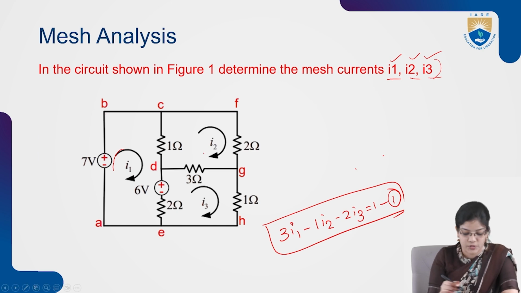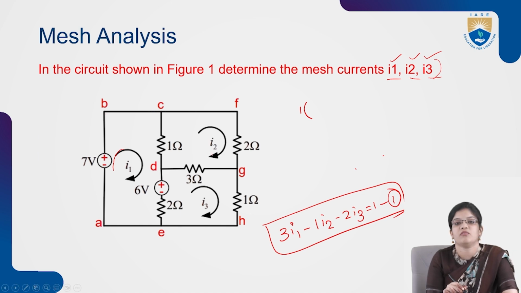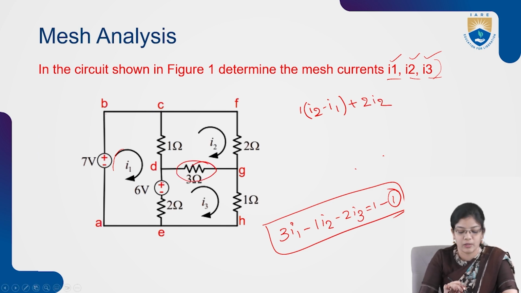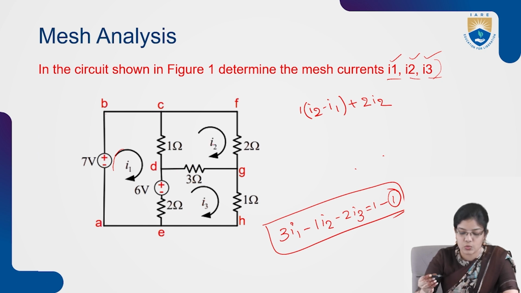For the second mesh, the direction is taken as clockwise. So I'm taking 1 of, as I'm considering the second mesh, I2 minus I1. And here again the 2 ohm element is connected to the second mesh only, so I'm taking it as 2 I2. And the 3 ohm resistance is connected in between I2 and I3, so now we are considering with respect to I2. The equation can be written as 3 of (I2 minus I3) equals 0.